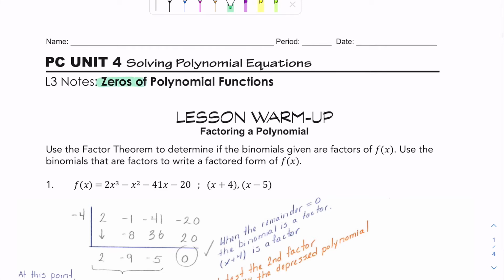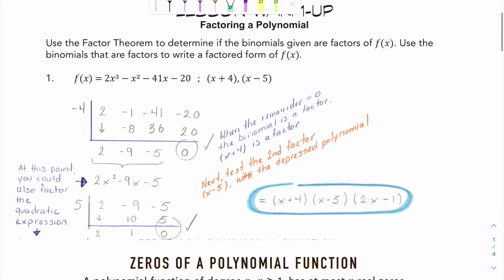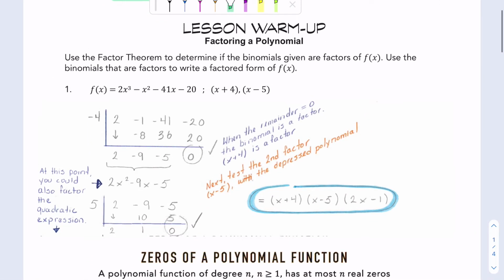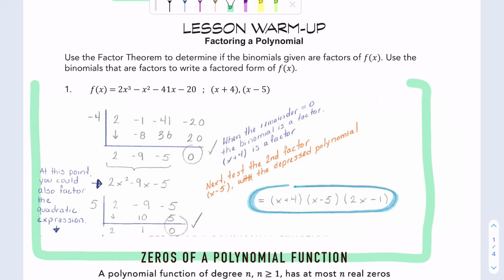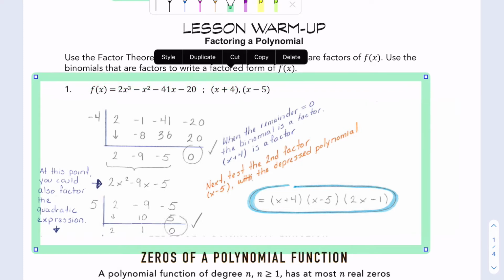Today's lesson is on zeros of a polynomial function. To start, take a moment and complete the warm-up. So this warm-up is when you factor a function, specifically a polynomial function, using two given factors.